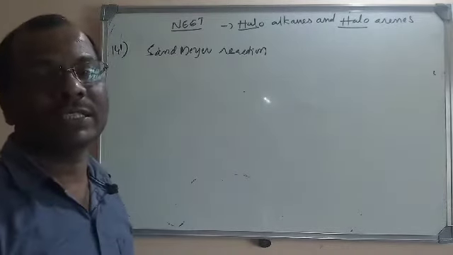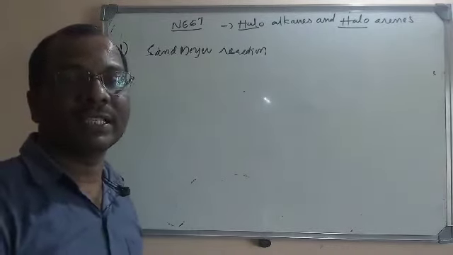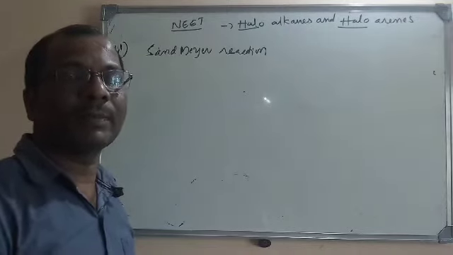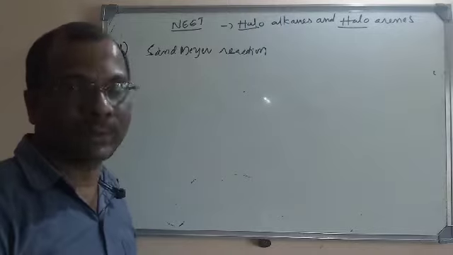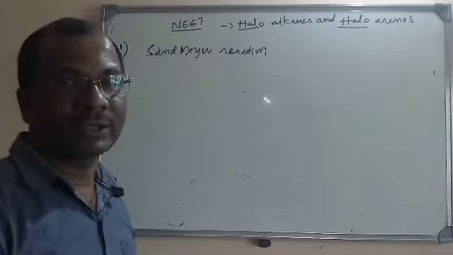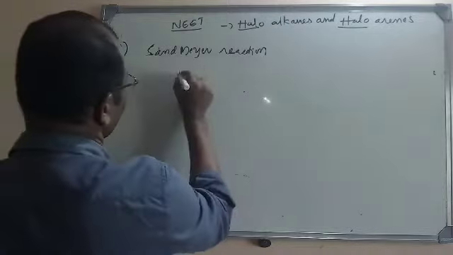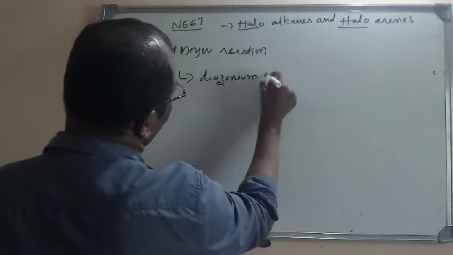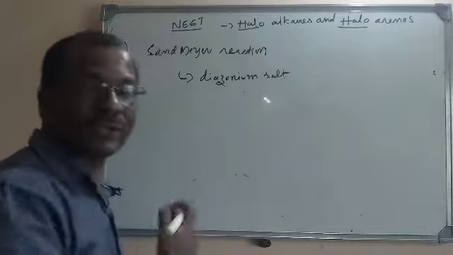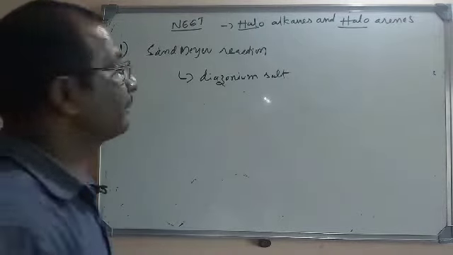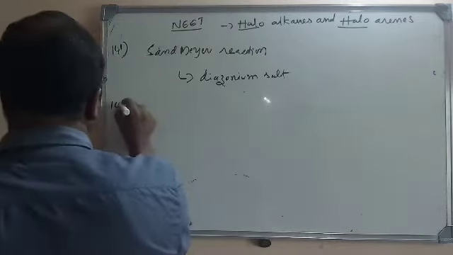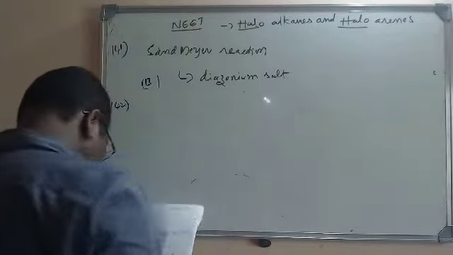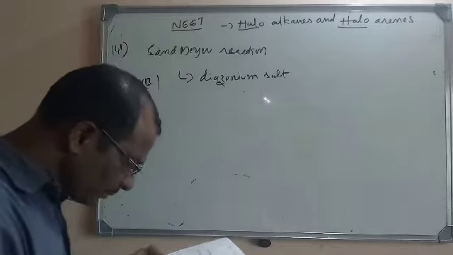Actually we all know that in Sand-Meyer reaction we take diazonium salts. Diazonium chloride is treated with copper chloride and HCl to give chlorobenzene, a direct reaction. So what is involved in Sand-Meyer reaction? A diazonium salt is involved and it is used to prepare haloarenes. And here if you see the options, the second option is the correct option. Let us move to the next question.